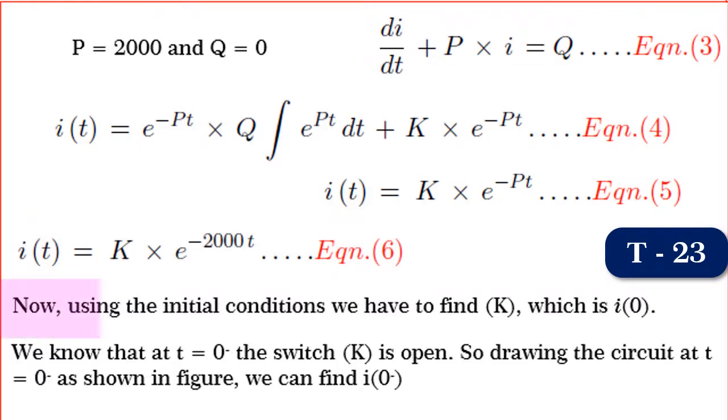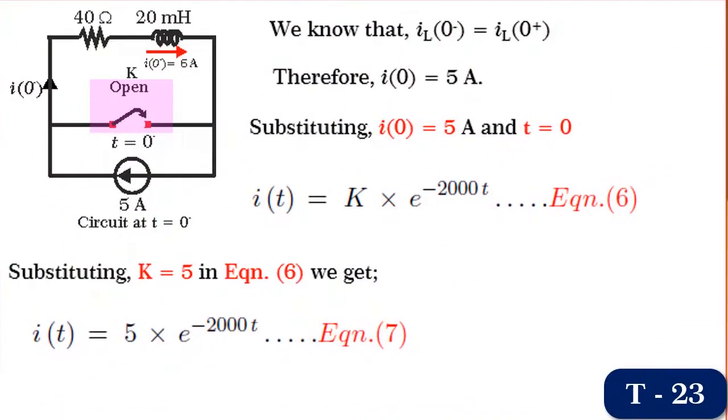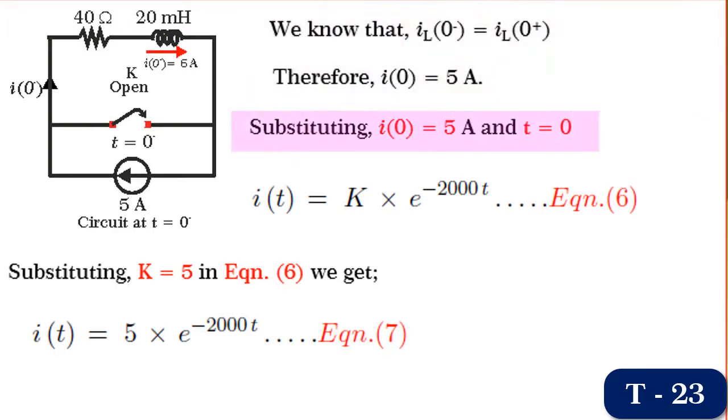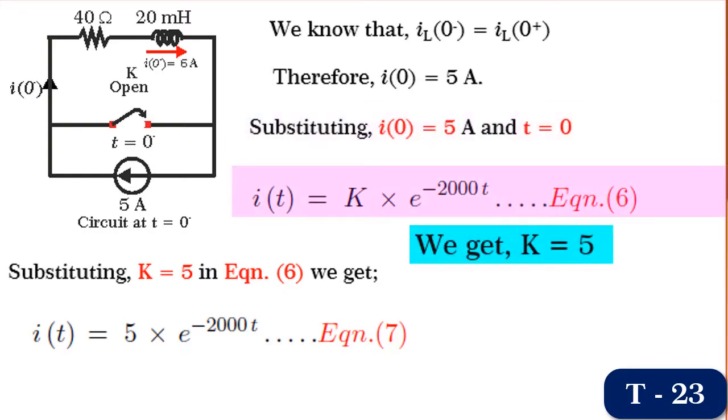Now, using the initial conditions, we have to find the value of K. We know that at t equal to 0 minus, the switch K is open, and by drawing the circuit at t equal to 0 minus, we can easily see that IL(0−) is 5 amperes. Hence, IL(0+) also is equal to 5 amperes, and hence I(0) is equal to 5 amperes at time t equal to 0. Substituting I(0) equal to 5 ampere at time t equal to 0 in equation 6, we get K is equal to 5.